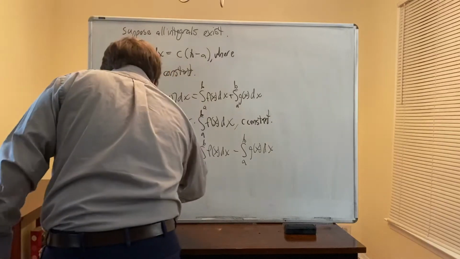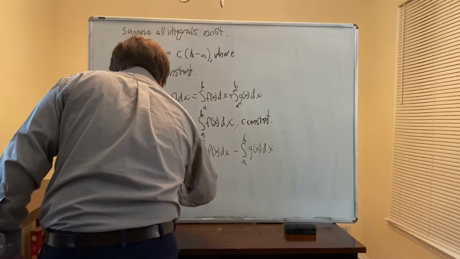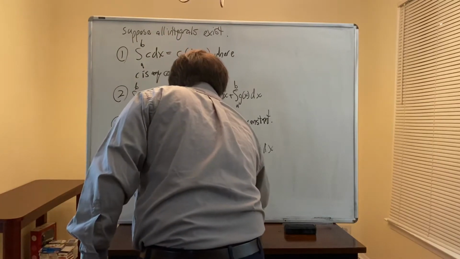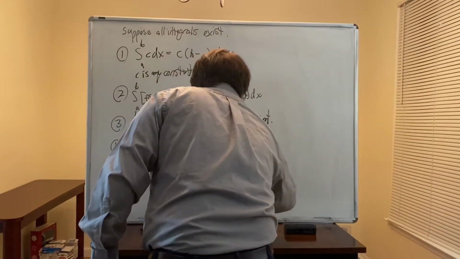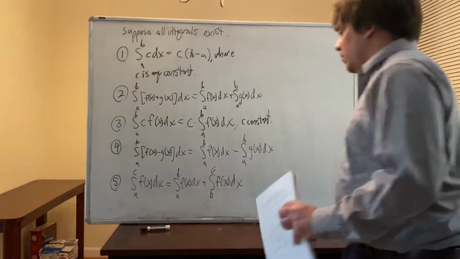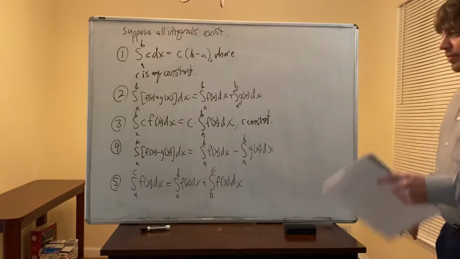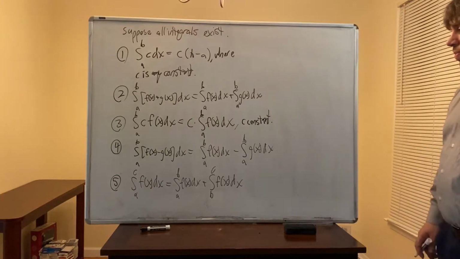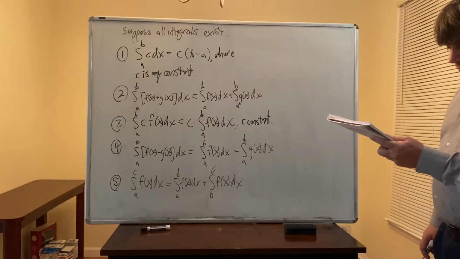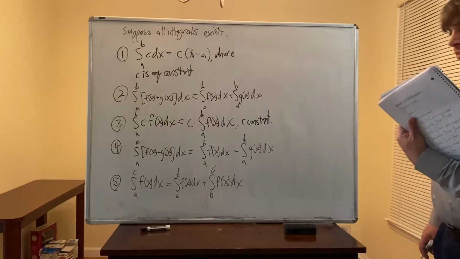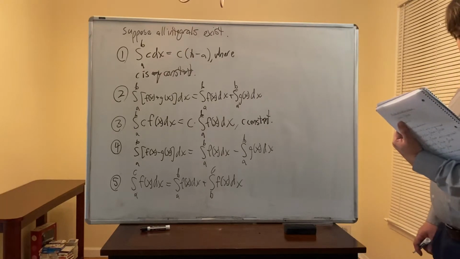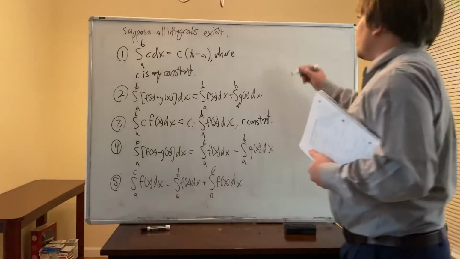5. The definite integral from a to c of f of x dx is equal to the definite integral from a to b of f of x dx plus the integral from b to c of f of x dx. Okay, so those are 5 properties. Okay, so these are going to be over here.